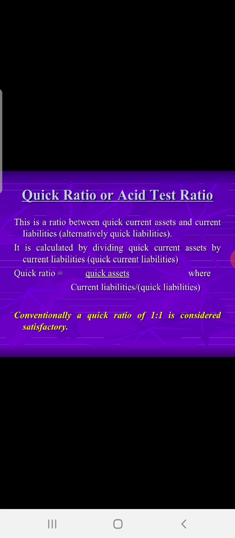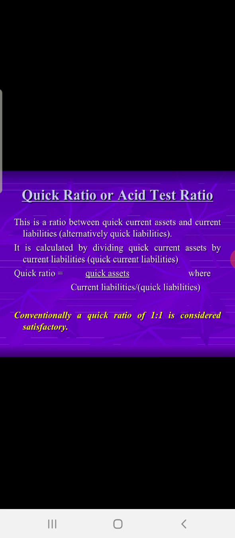The second type of liquidity ratio is the quick ratio or the acid test ratio. This ratio is between the quick current asset and the current liability. It is calculated by dividing quick current asset by the current liability. Quick asset divided by the current liability. You can see the formula of the quick ratio is there. Mind the formula, guys, because it will be asked in the examination. For the current ratio you should prefer 2:1 and your assets should be greater than your liabilities. And here in the quick ratio, you have to consider the quick asset and the current liability. It should be 1:1. The conventionally given ratio of 1:1 is considered satisfactory.